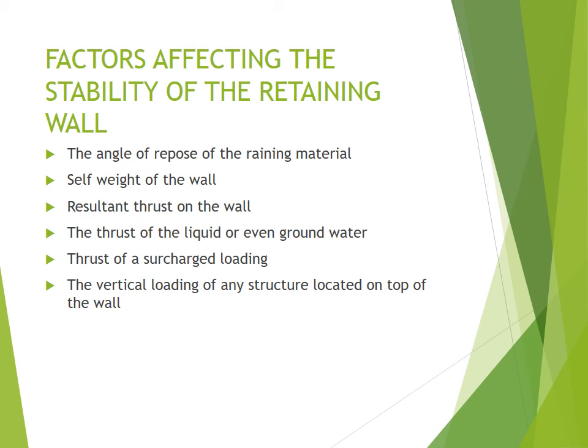Thirdly, we have the resultant thrust on the wall. This is from the material weight, which also depends upon the material density. Then we have the thrust of the liquid or even groundwater. The problem of groundwater is solved by incorporating good drainage, by employing weep holes and granular backfill. So the thrust of the liquid or groundwater can be solved by making weep holes in the retaining wall to release the water from the soils that are retained.